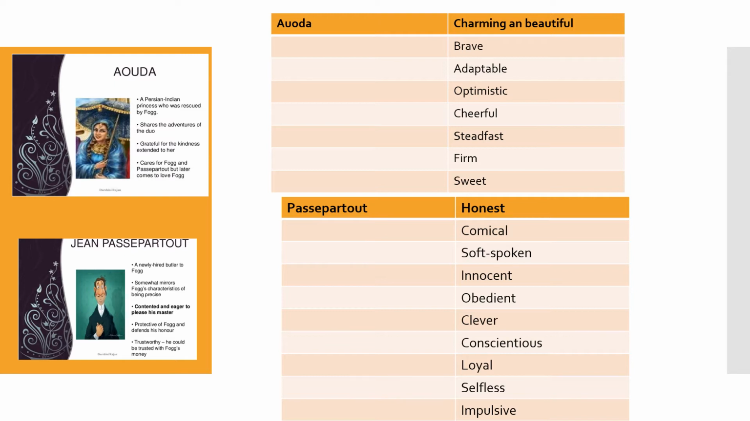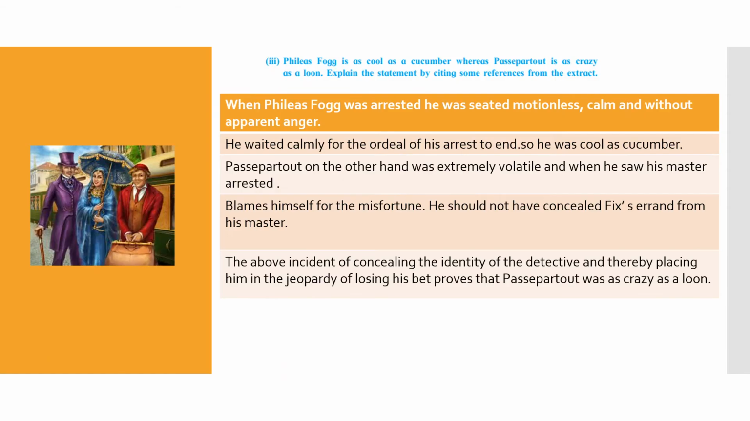This is a very important characteristic of being impulsive, because you have a question related to how impulsive John Passepartout was as compared to his master Phileas Fogg. Phileas Fogg is as cool as a cucumber, whereas Passepartout is as crazy as a loon. Explain the statement by citing some references from the extract.